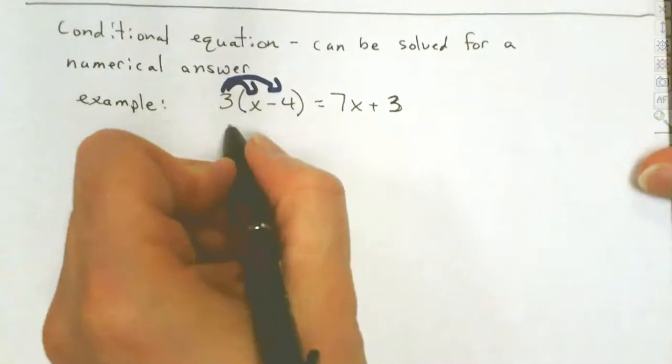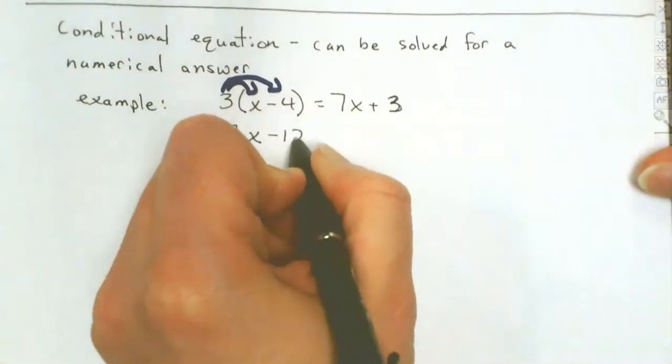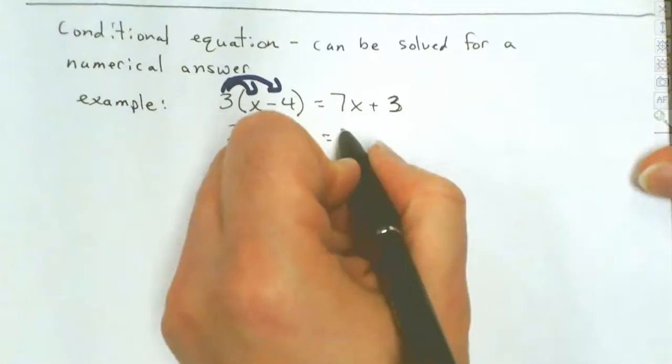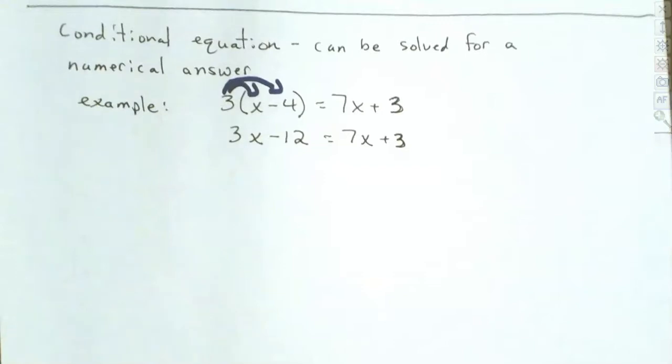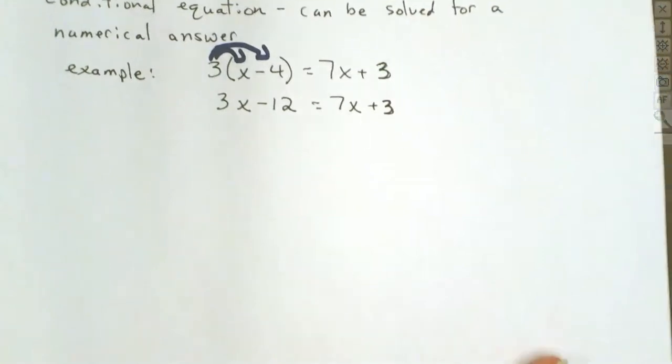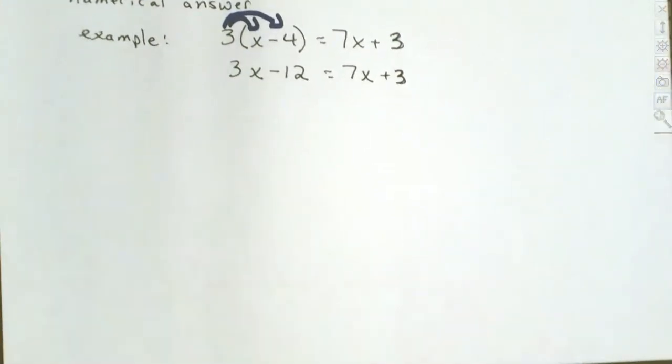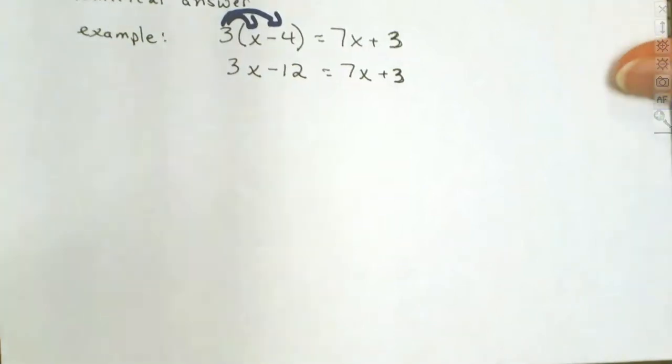That leaves me then with 3x minus 12 equals 7x plus 3. So we distributed that 3 through. And now we'll begin solving it. For this question, I'm going to do all the steps. Later on, you might see me do 2 or 3 steps at the same time, and that's just because we can move things around all at once. But for this particular problem, since we're just starting out, we're going to move things around 1 step at a time.